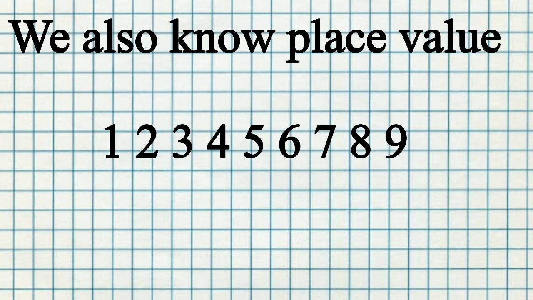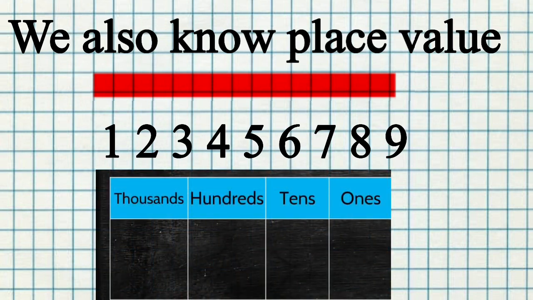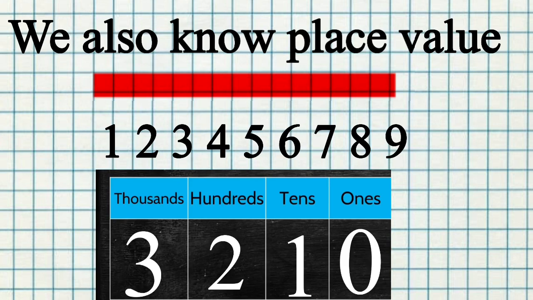We also know place value. For example, your friends tell you to keep number 1 in the house of tens. Number 2 is kept in the house of 100 and number 3 is kept in the house of thousands. Then the number shows 321.